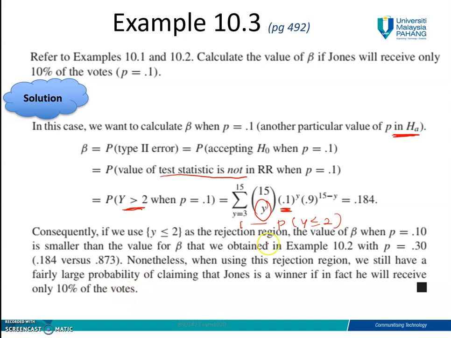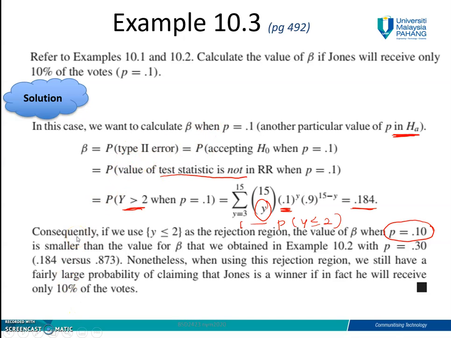That means, because we calculate the type 2 error, or what we call beta, beta is the type 2 error, which is what? We accept H null when HA is true, isn't it? So HA is true, P is 0.1. But if you look here, our probability is 0.184. Still, we consider that John can be a winner with only 10% of the voters. So that's example 10.3.